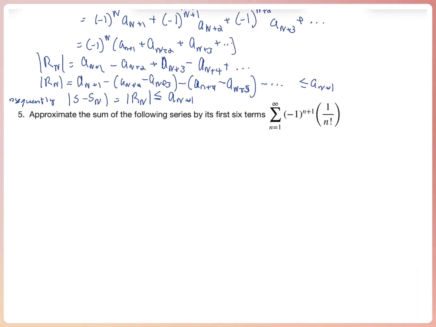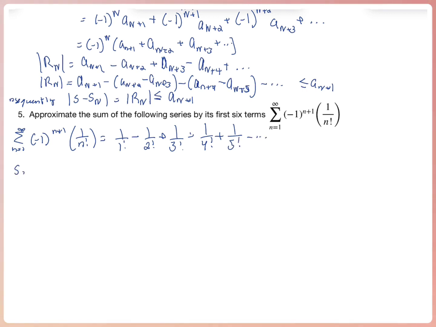Okay, so let's see how this actually works when we do a problem. Approximate the sum of the following series. All right, so first thing we notice about this series, let's spell it out so we see what's going on. So I have 1 over 1 factorial minus 1 over 2 factorial plus 1 over 3 factorial minus 1 over 4 factorial plus 1 over 5 factorial and so on. Okay, so we have an alternating series. And then we know that since 1 over n plus 1 factorial is less than or equal to 1 over n factorial, and we also know that the limit as n goes to infinity of 1 over n factorial is equal to 0.